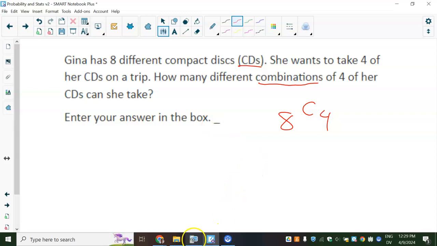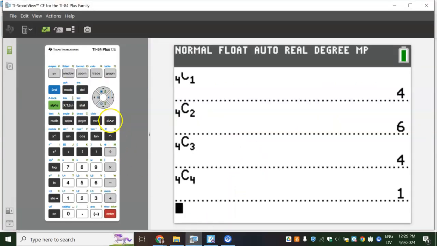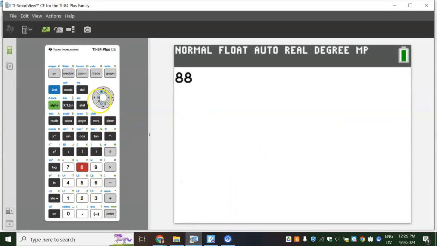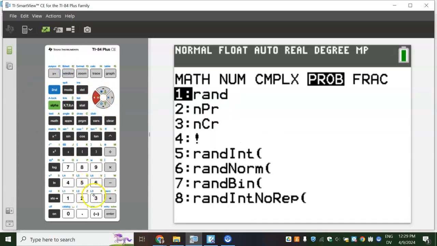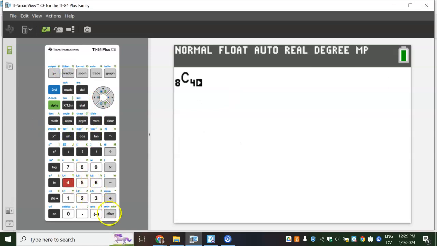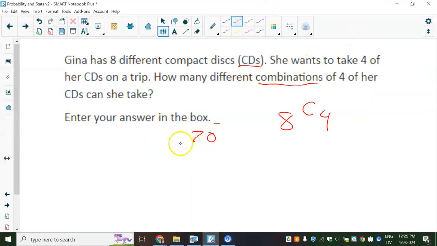So then it's just a matter of doing 8C4 on the calculator. So 8, the bigger number first again. Math, probability, number 3, combinations. Looks like there's 70 different groupings of 4 CDs you could take with you.